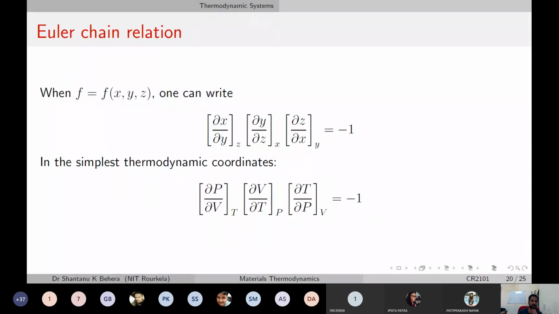Now we come to an Euler chain relation, which is kind of important when you're going to be solving bigger thermodynamic identities and trying to relate between higher thermodynamic properties. Higher thermodynamic properties, I mean, which are a little complex in nature. When we say those things complex in nature, I see the simplest ones are temperature, volume, pressure, and composition, and some of the parameters like that.